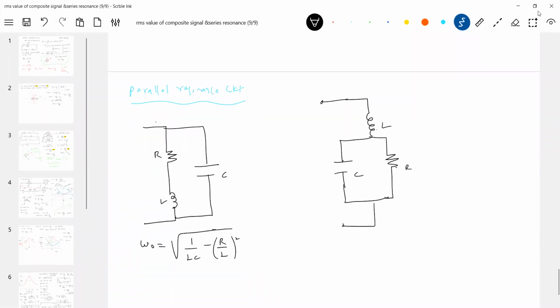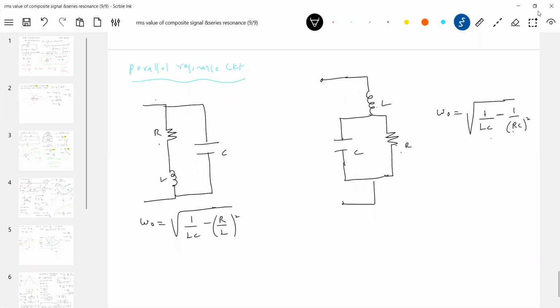In this case, the resonant frequency will be as follows. If R is very high, it becomes negligible and it'll become like 1 by LC. If R is very low, then what will happen? 1 by LC. That's the parallel resonance circuit. And we have the series resonance circuit. Let me put that also here, so that it will be easy for you.